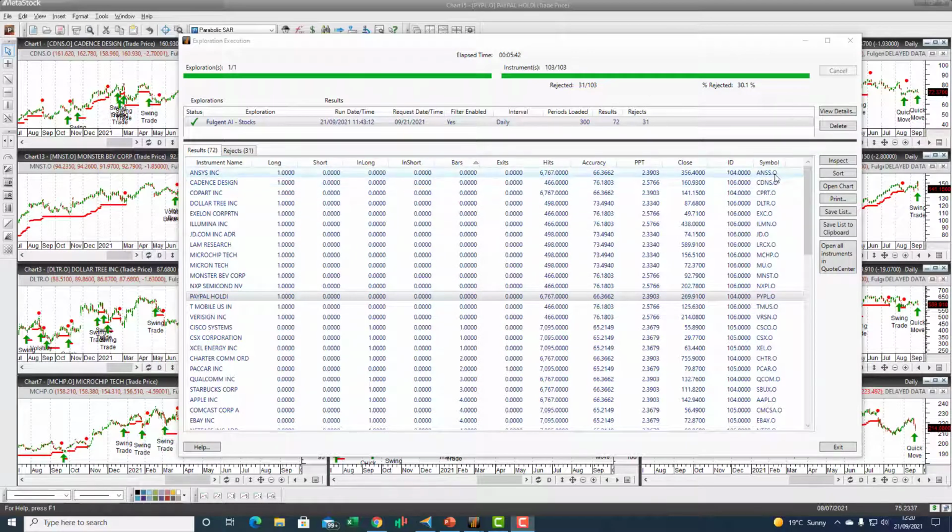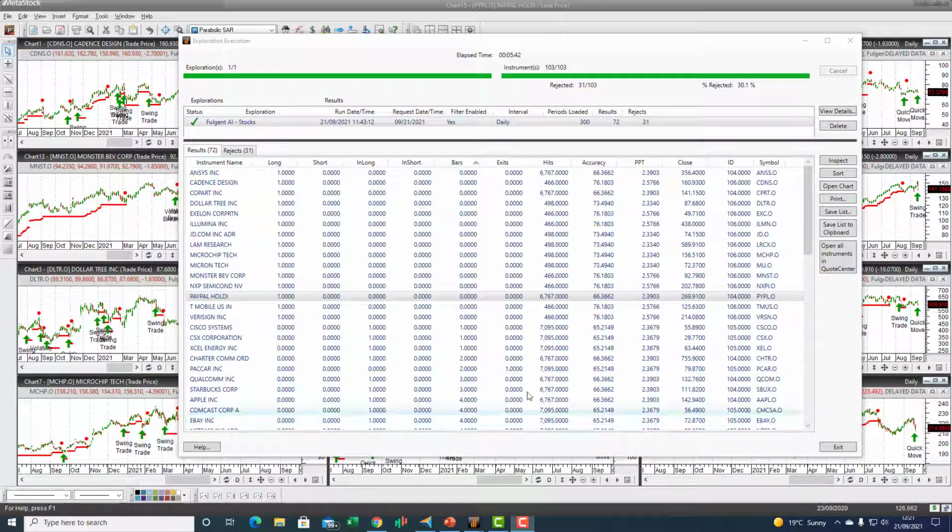So there's quite a whole bunch of fresh trade ideas. ANSS is the ticker. Cadence Design, CDNS. Copart, CPRT. Dollar Tree, DLTR. Exelon Corporation, EXC. Illumina, JD Sports, JD.O. Lam Research, Microchip, Micron Technologies, Monster Beverage, NXP Semiconductor, PayPal, T-Mobile, and VERI. These are all fresh trading ideas. And as for the others, we can see there's quite a lot of other ones.